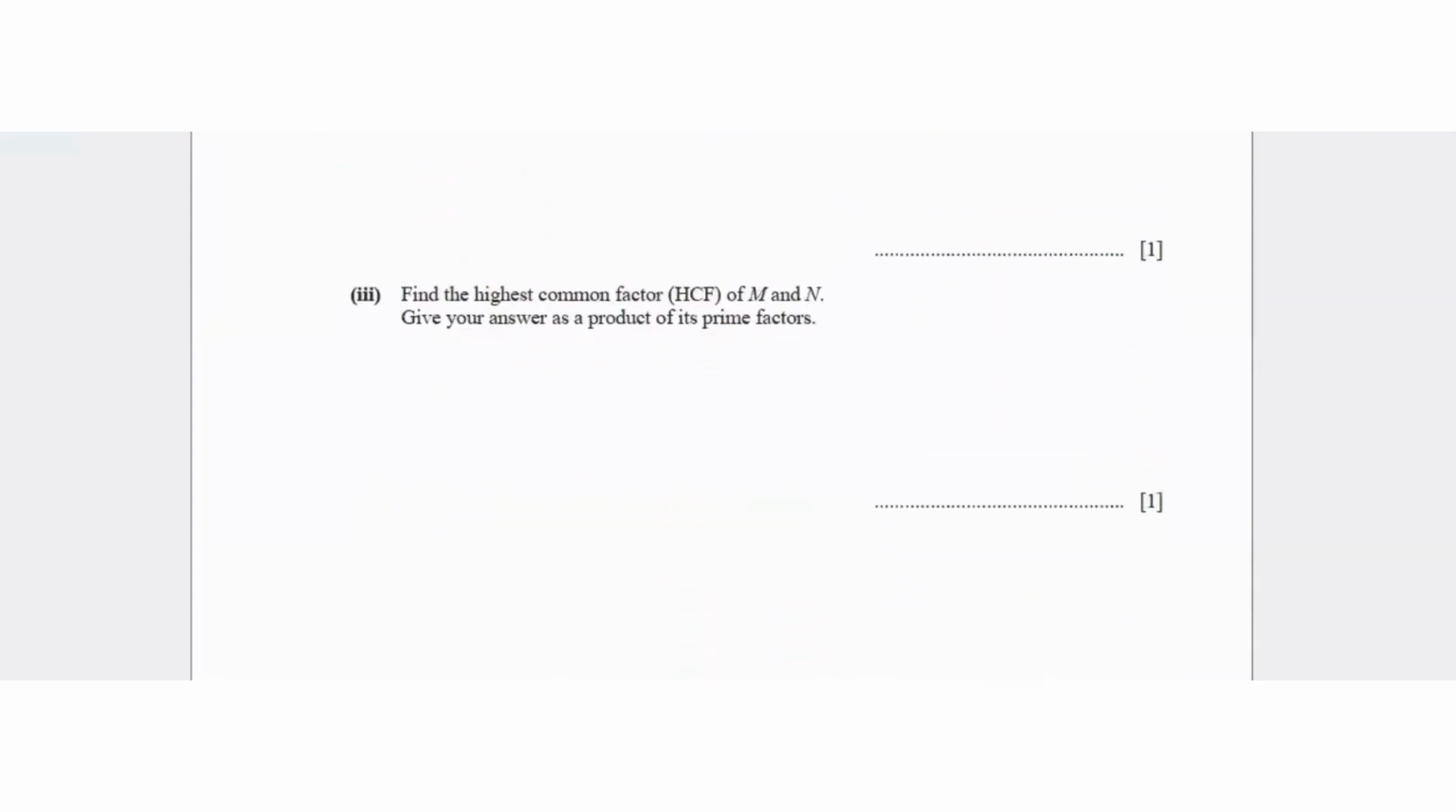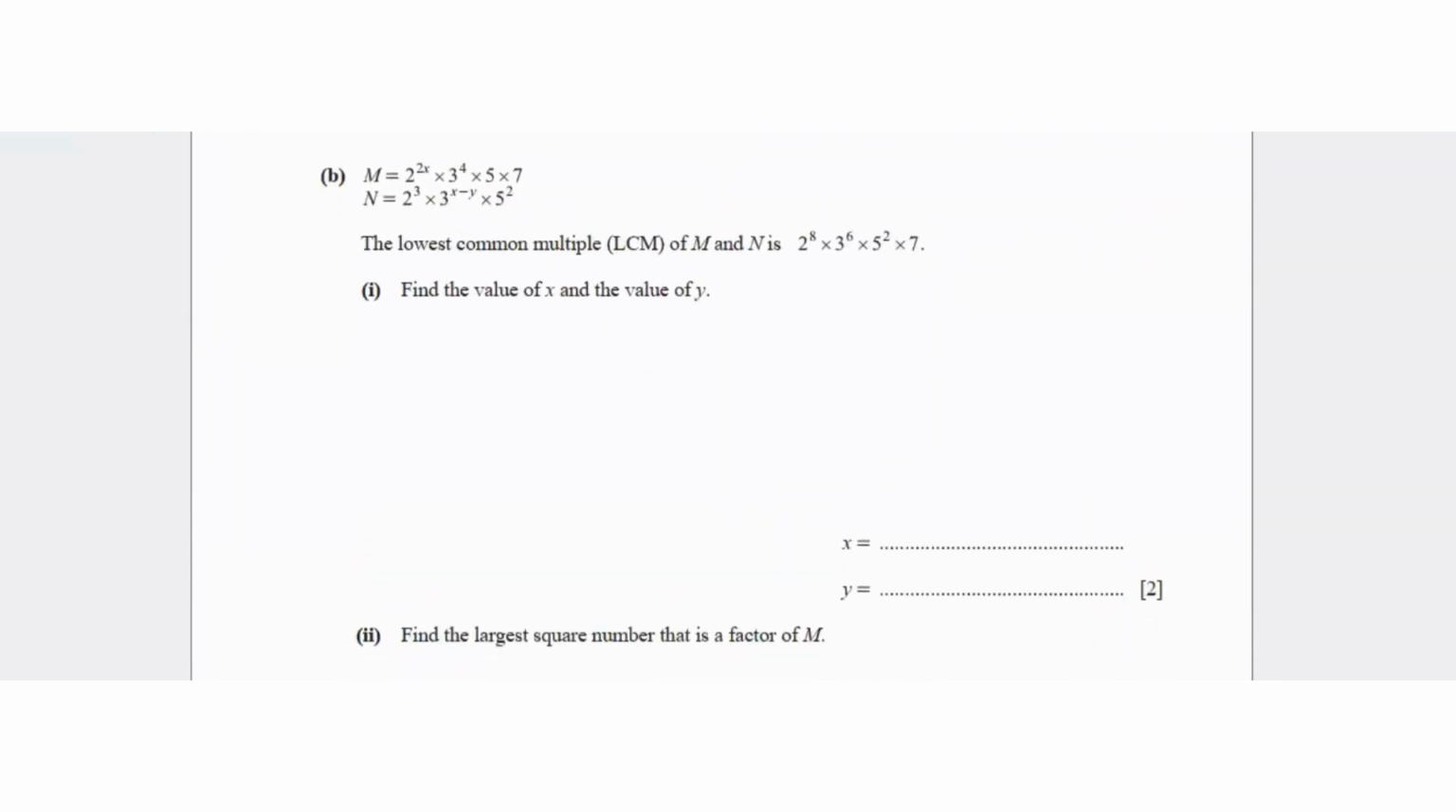Then in the next one, it says, find the highest common factor of m and n. Give your answer as a product of its prime factors. So let's rewrite these again. m is 2 to the power of 8 times 3 to the power of 4 times 5 times 7. Once again, I'm substituting the x and y values and writing the final format. And for n, it's 2 cubed times 3 to the power of 4 minus negative 2, so that's going to be the power of 6, times 5 squared.